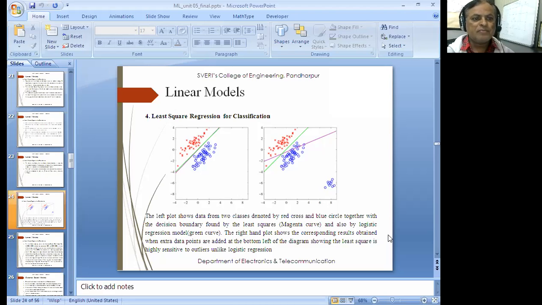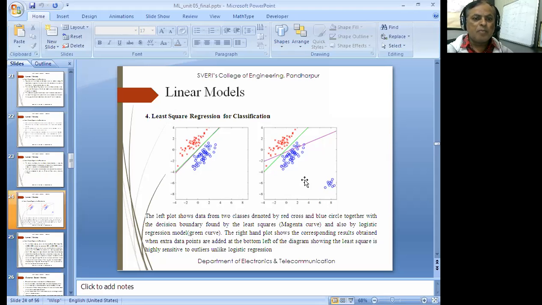Now you can see the figures in front of you. There are two figures, left and right side. The left plot shows the two classes, one red and the other blue, and there is a decision boundary. The magenta decision boundary is found by the least square, and the logistic regression model is the green curve. So there are two types of curves we are getting: one in magenta with the help of least square, and the other is the logistic regression model with the green curve.